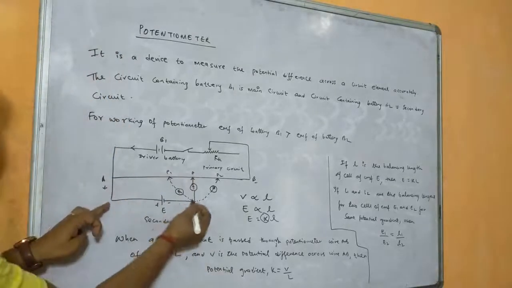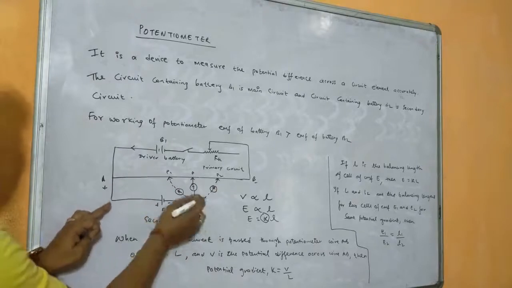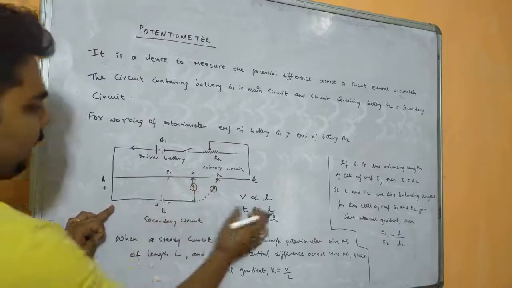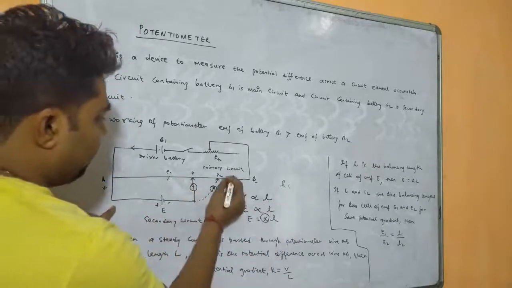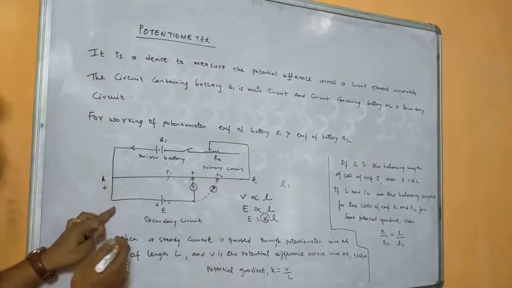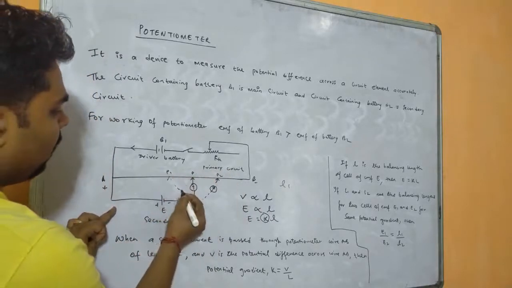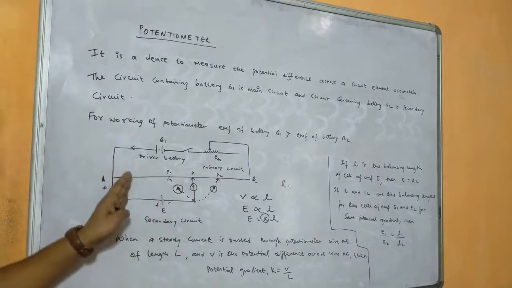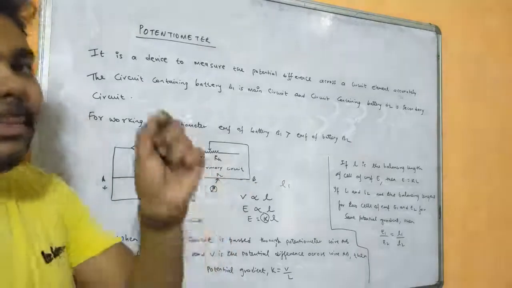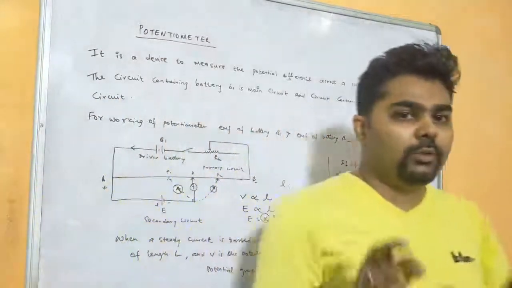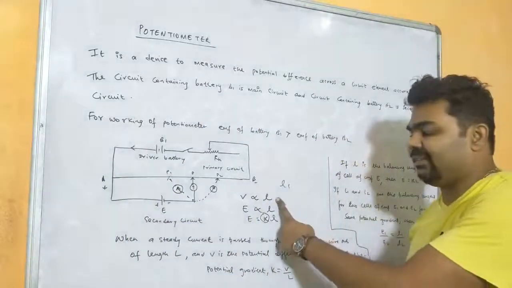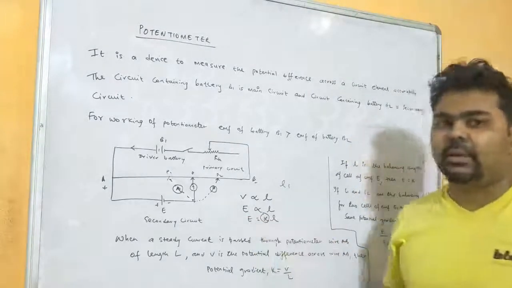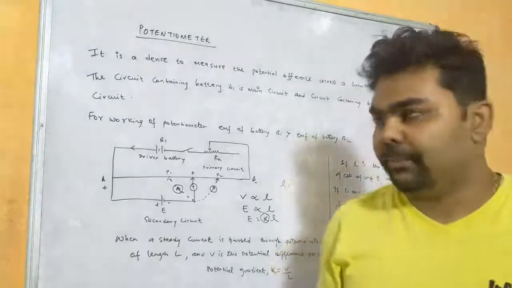Now you see, I have drawn here three arrows, but it doesn't mean that there are three circuits here. First I have kept the jockey at point P1 and calculated the length L1. Again I have placed it at point P2. These are not different circuits, these are the positions where we have placed the jockey, right? So we slide it from A to B in order to get the balance point. As we get the balance point, that length is our balancing length, and that L is equal to V. Likewise we have to calculate E here. Sometimes it is asked to calculate the potential gradient.